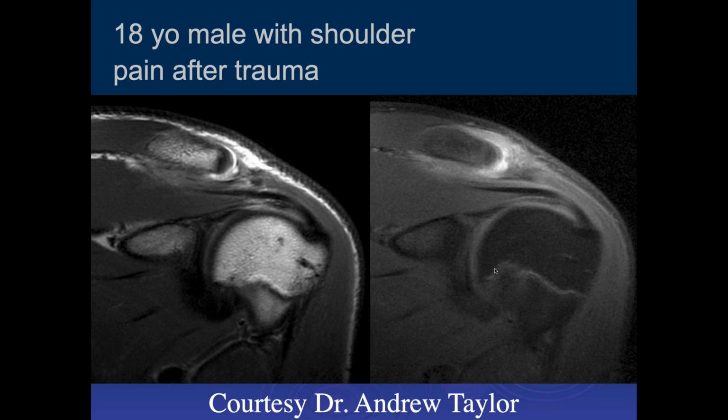Alright, so this is an 18-year-old male with shoulder pain after trauma, and there is soft tissue edema and fluid signal intensity surrounding, it looks like, the distal clavicle. I don't see the acromion on this image.